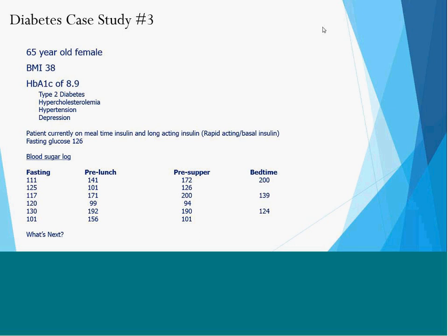Yeah. This case really is just explaining when you've done everything as in case 1 and 2, you can look at some other options. This is a 65-year-old female, BMI of 38, hemoglobin A1C of 8.9. This is what we typically see when patients come in and say, okay, my hemoglobin A1C is elevated, what do I do? Yes, they have hypercholesterolemia, hypertension, depression. So when we start to think about what can we do, we really have to have something that's powerful, because they've already made many changes.